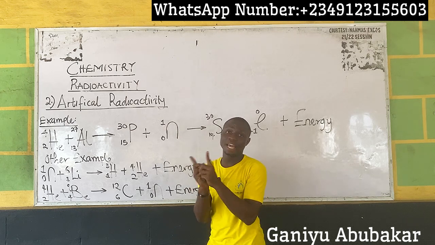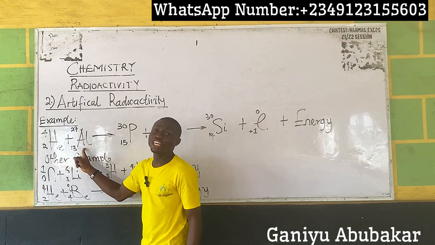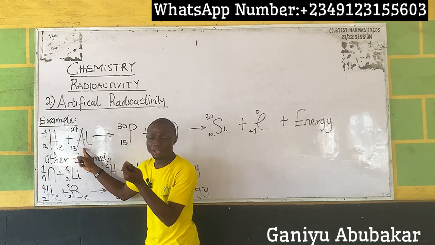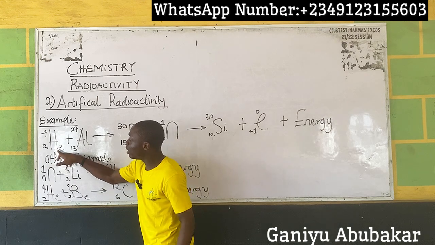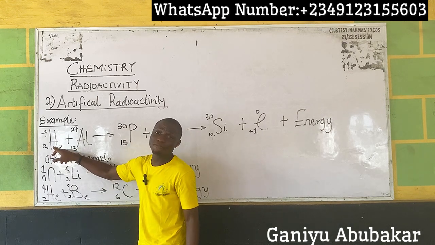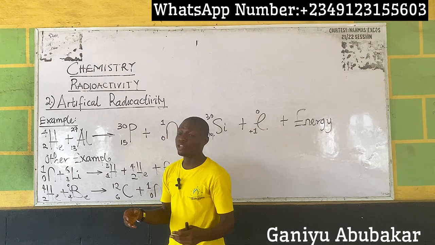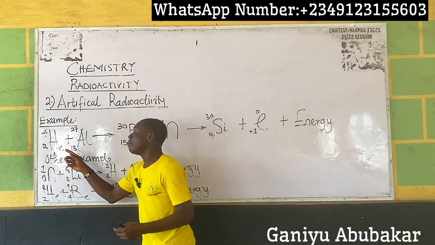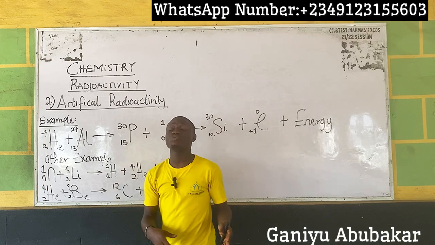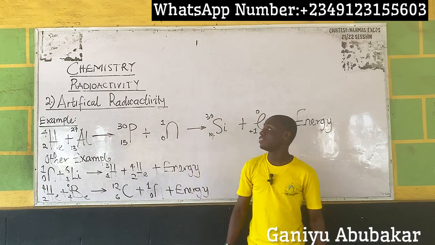Observe that I have aluminium. Aluminium is not a radioactive element, but I bombard it with helium, which is an alpha particle, to make it radioactive. So the process of bombarding a non-radioactive element with a radioactive particle is said to be artificial radioactivity, right?